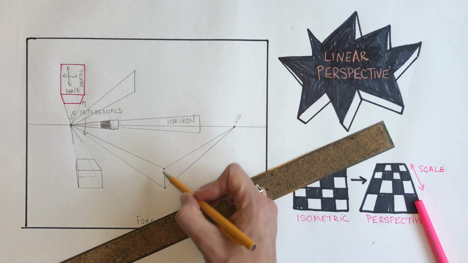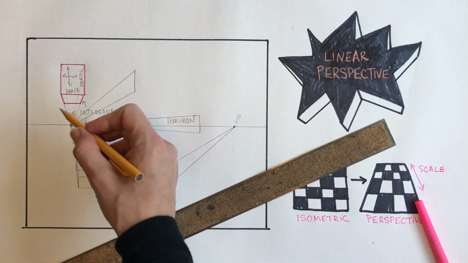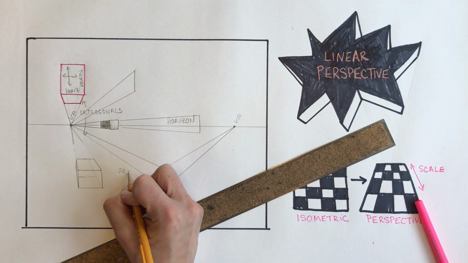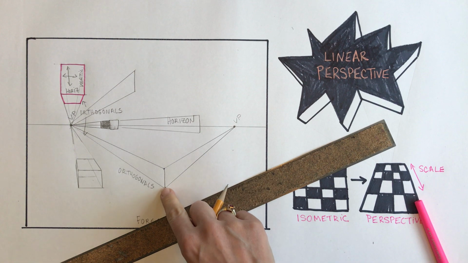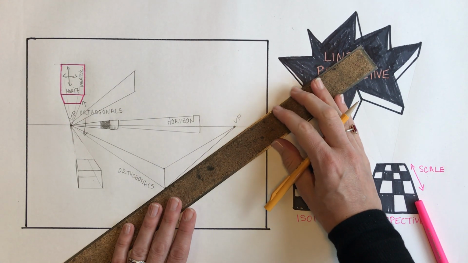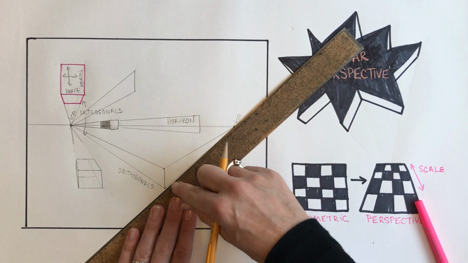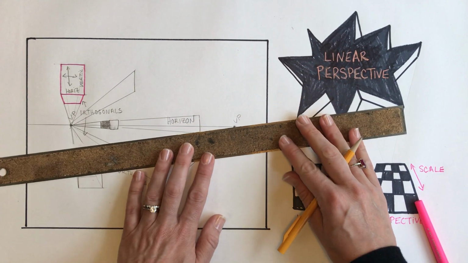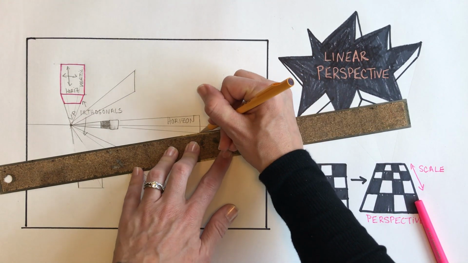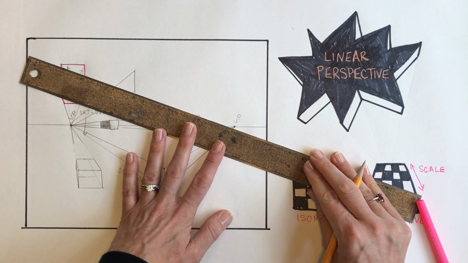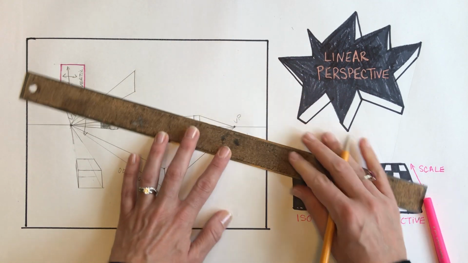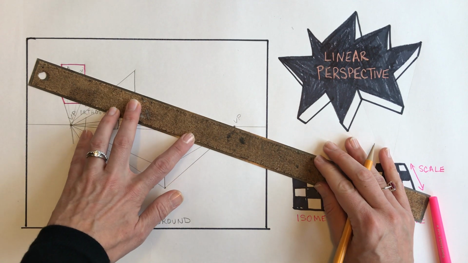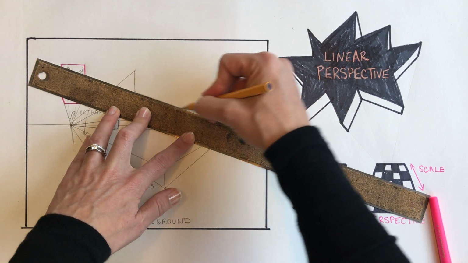Okay, so now that I've got my orthogonals going to the left-hand side, I'm now going to line my ruler up with the bottom of each vertical and drag it over to the vanishing point on the right. So this looks almost like a wall or a big open book is what I always think of when you're first starting with 2-point perspective.